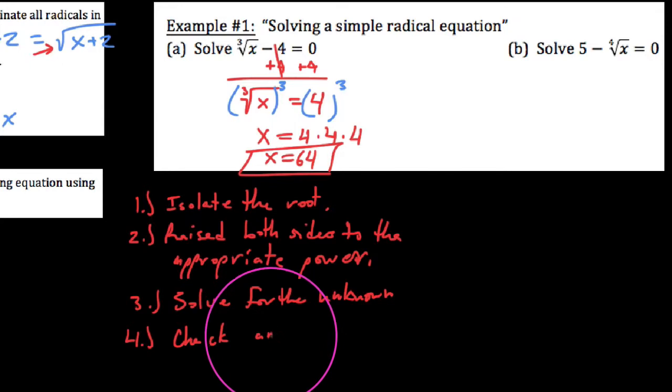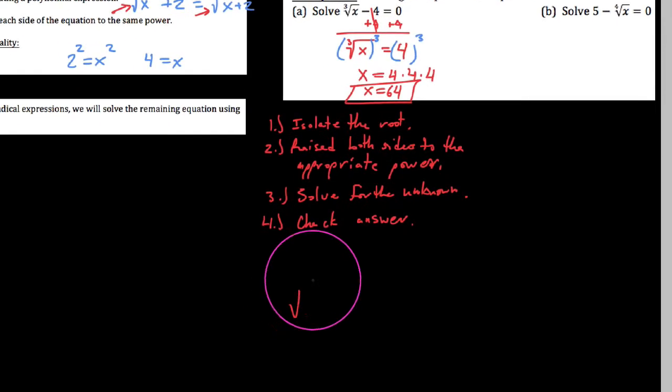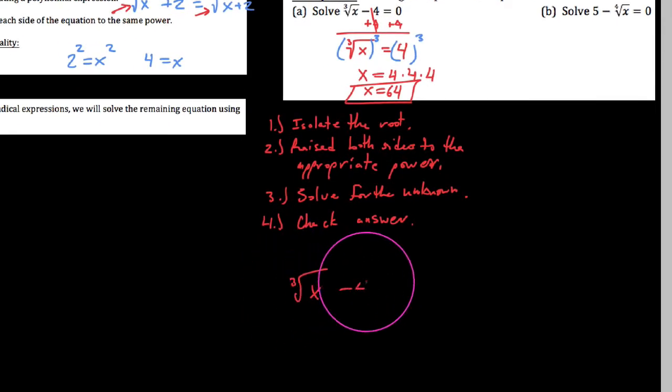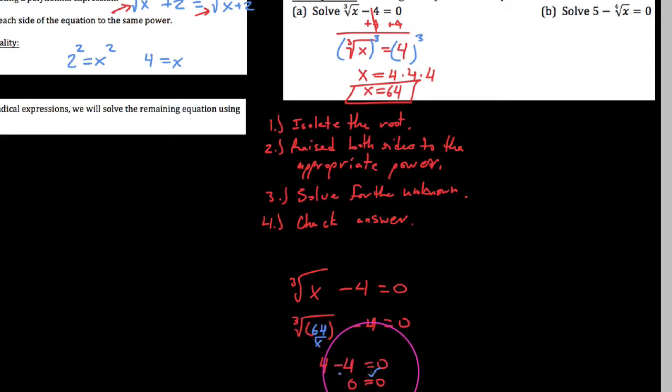We're going to find some today where the answer works out algebraically, but it doesn't work when you plug it back in. So for instance, this equation was the cube root of x minus 4 is equal to 0. If we go back and directly substitute this value of 64 for x, then we get the cube root of 64 is 4, and we get 4 minus 4 is 0. So 0 equals 0, and this is a valid statement.